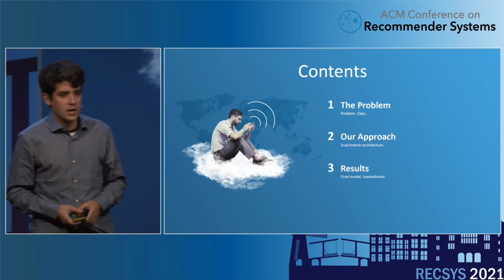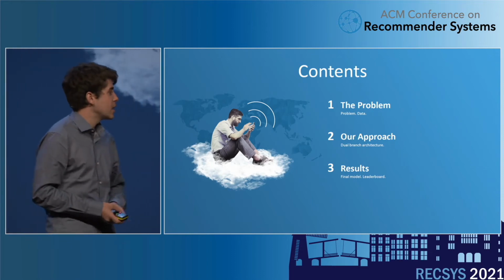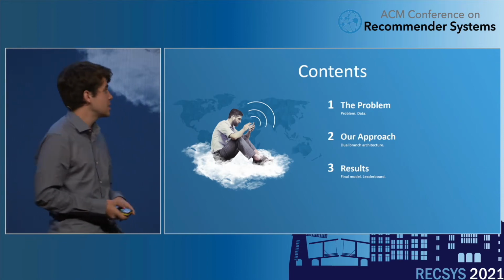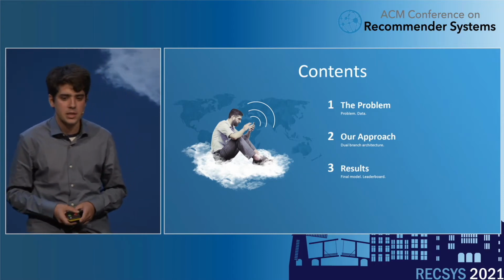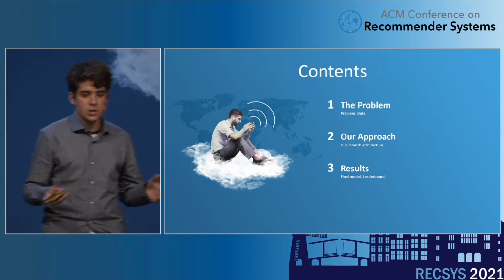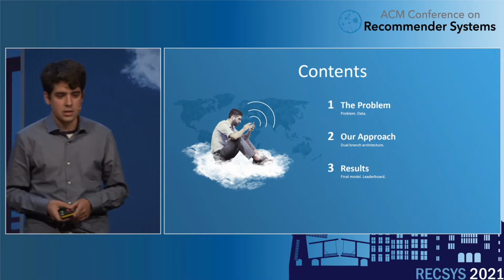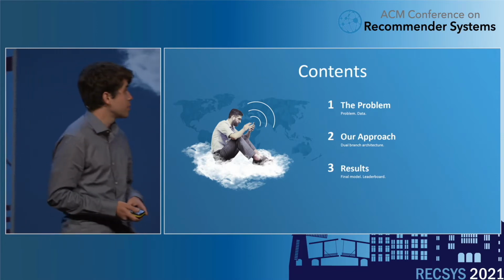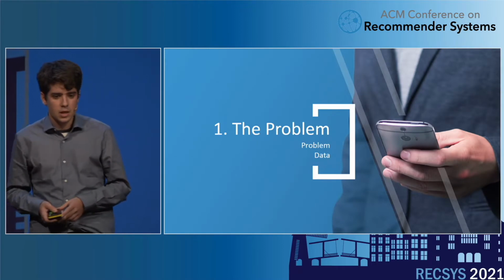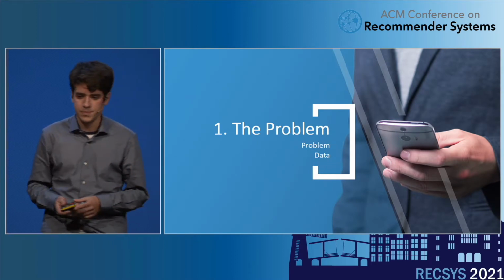So this is the outline of my presentation. First, I will explain a little bit about the problem and the data that was provided by the organizers. Then I will move on to the approach that we developed. And lastly, I will present some results and show the final leaderboard. So first, let's talk about the problem.